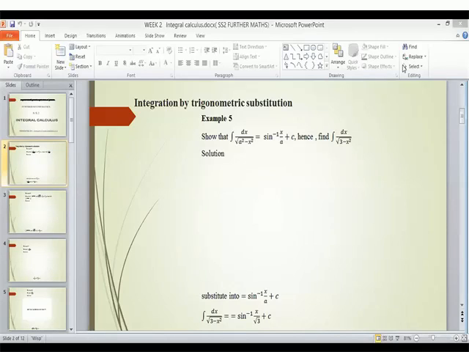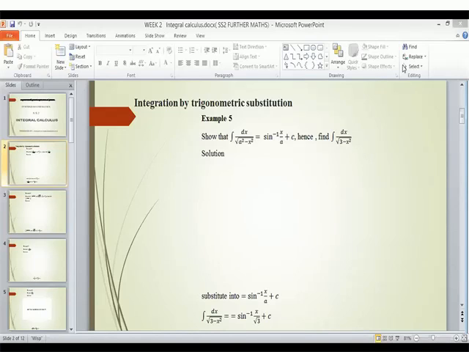And remember, from SOHCAHTOA, we are using opposite over hypotenuse. That is, this is opposite, this is hypotenuse from this right angle triangle. So what this is basically telling us is that our opposite here is x, which is this. Then our hypotenuse is a.